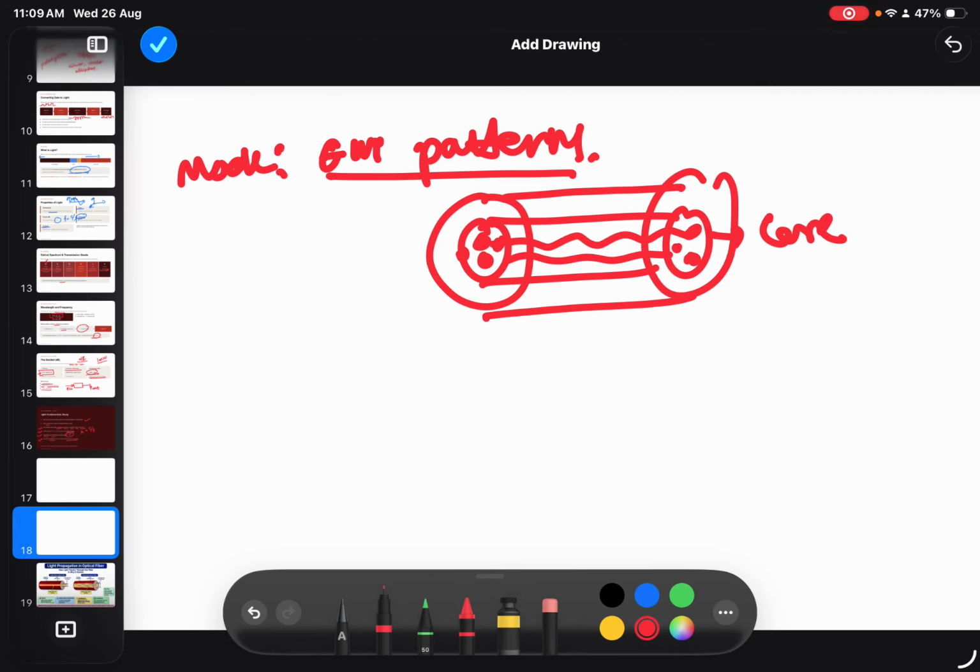When we define single mode versus multi-mode, the core size and wavelength determine the propagation of light inside it. Multi-mode has larger cores, like 50 to 60 micrometer, as I told you, whereas single mode has around 10 micrometer. The confinement depends on the refractive index difference between the clad and core, represented by delta n, which is approximately 0.2 to 0.3% between the core and clad.